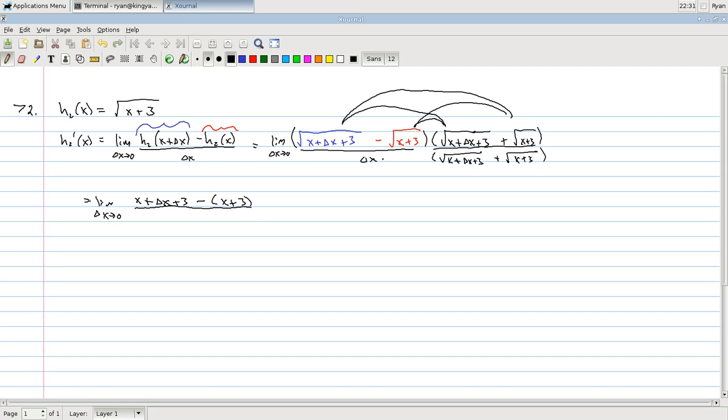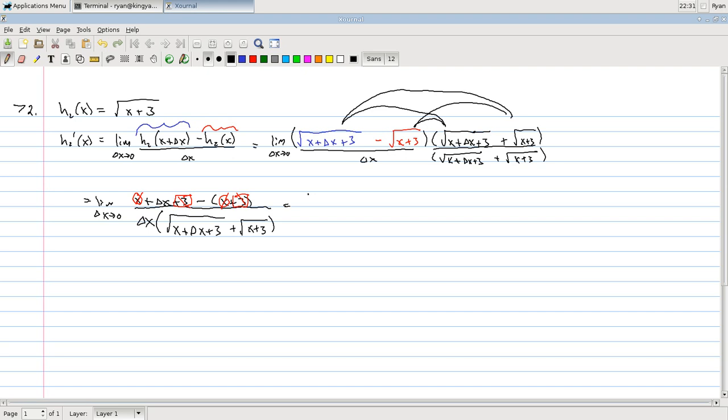In the denominator, there were no radicals to get rid of, so there's no need to FOIL this out. There's no need to multiply this through. So we'll leave it as delta x times the two square roots, radical x plus delta x plus 3 plus radical x plus 3. Now in the numerator, I see that we have an x here and we're subtracting an x here, so they cancel. We've got a positive 3 here, and we're subtracting a positive 3 here, so they cancel.